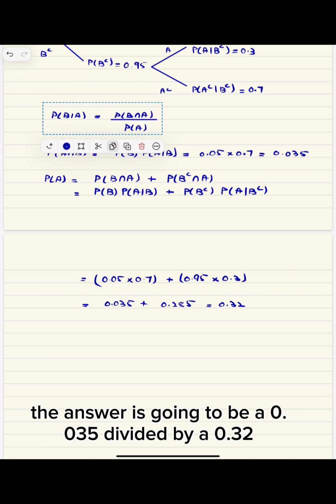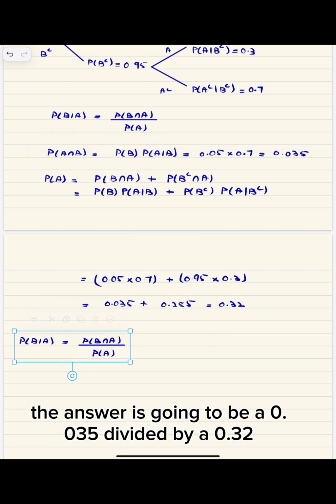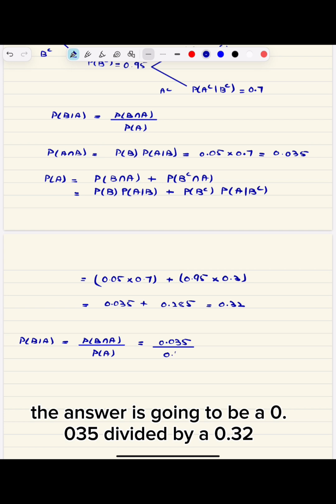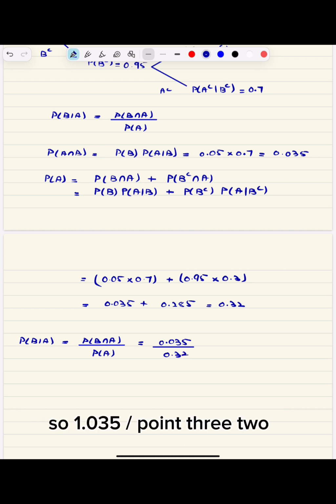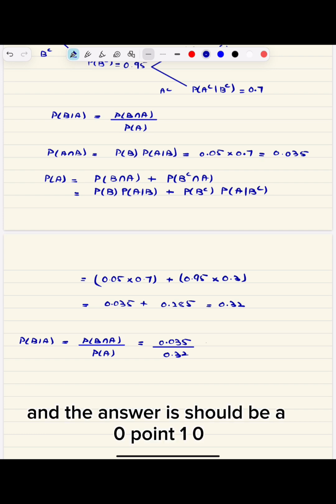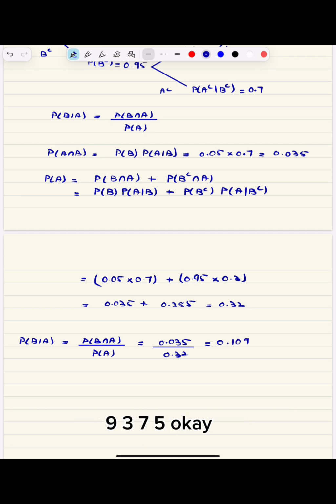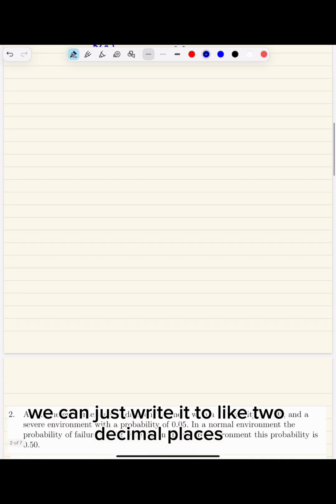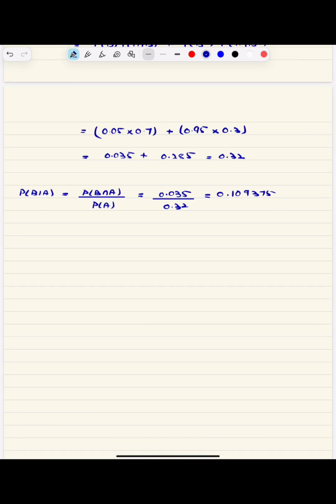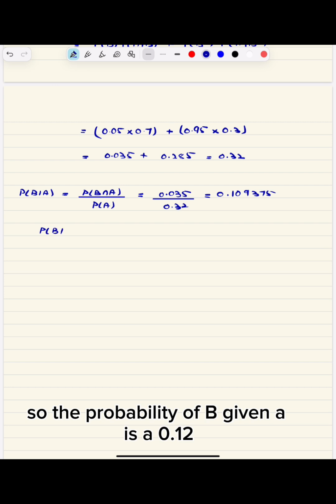Hence, the answer is going to be 0.035 divided by 0.32. So 0.035 divided by 0.32, and the answer should be 0.109375. Okay, we can just write it to like 2 decimal places or 3 decimal places. So the probability of B given A is 0.12.